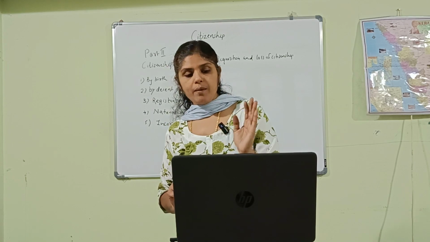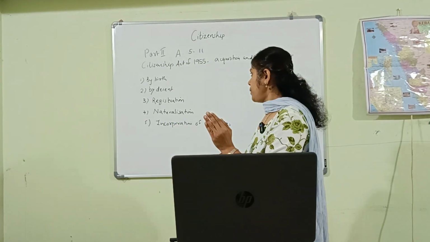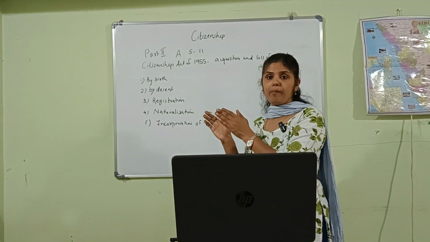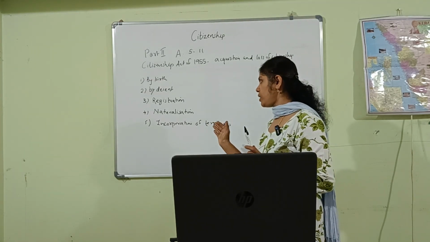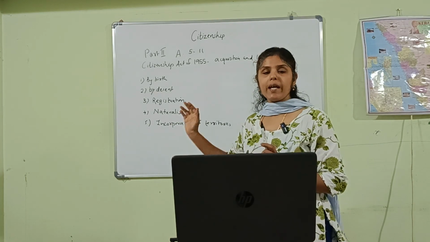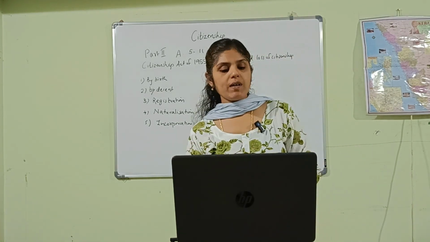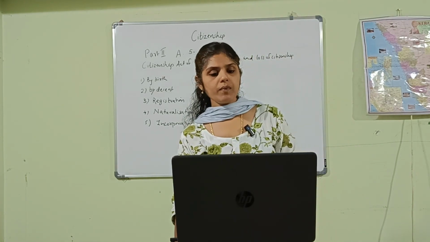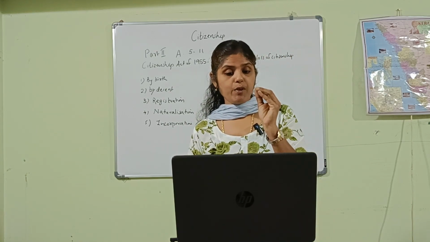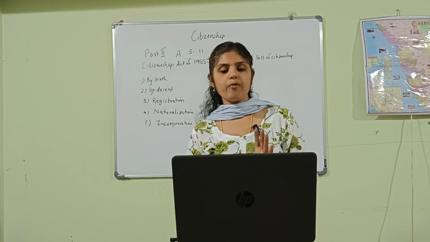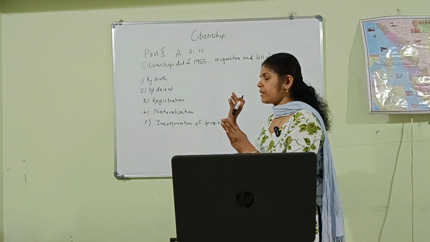And now we are discussing the different types of citizenship. That is, citizenship can be acquired by birth, by descent, by registration, by naturalization, and by incorporation of territories. We can see them one by one. The first one is by birth. As per the Citizenship Act of 1955, the first way of acquiring citizenship is by birth.